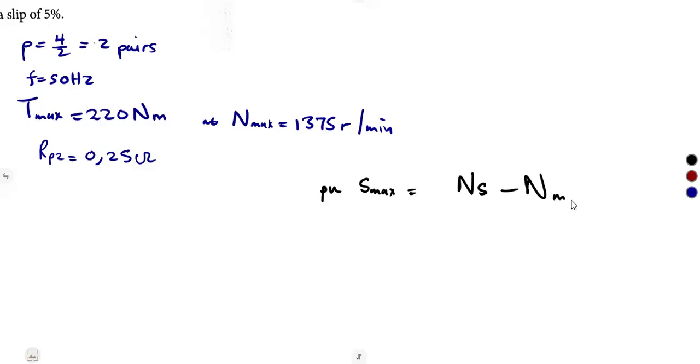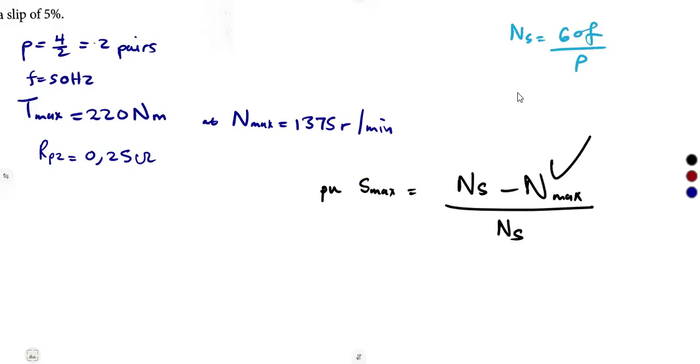synchronous speed minus the maximum speed of the rotor over what? Over our NS. We have this because that is where the maximum torque is occurring. NS is not given because they know that you can calculate this one. Remember your NS, 60F over what? Over P. We talked about this formula.